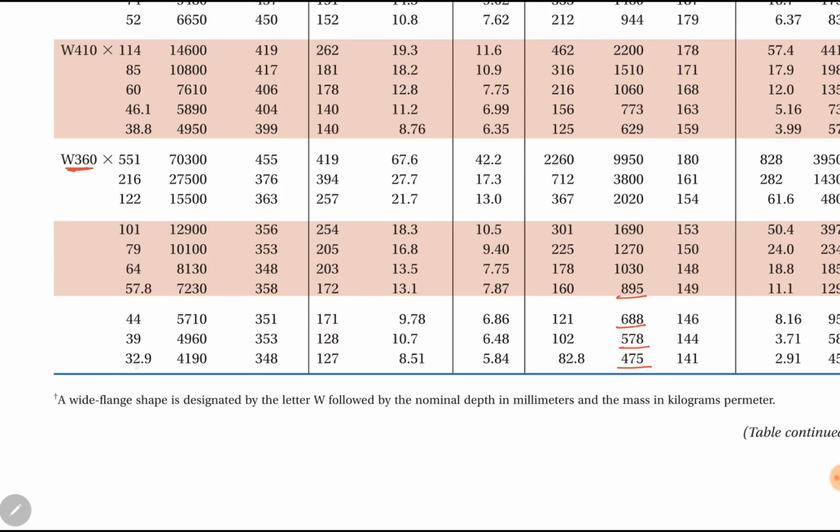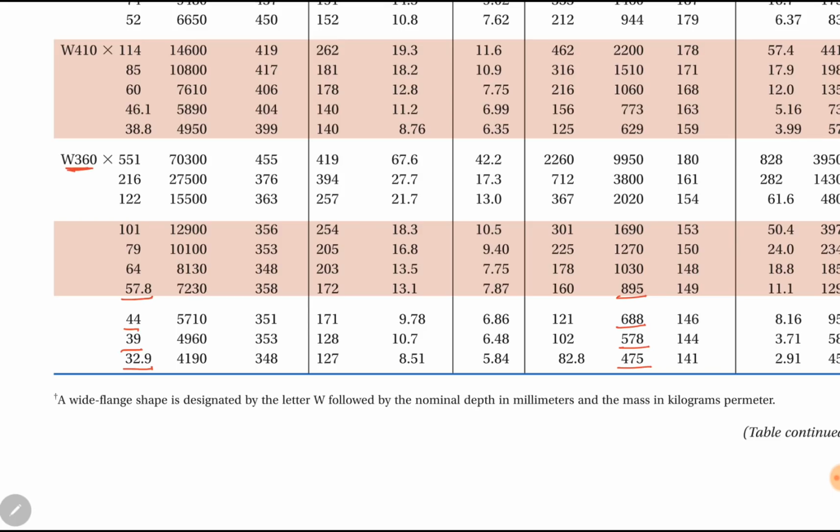These beams, W360 into 32.9, 39, 44, 57.8, all these beams have S value, section modulus around x-axis, more than the calculated S minimum. Which one to choose? All these values are more than S minimum. Now we have to find which beam has lesser weight.